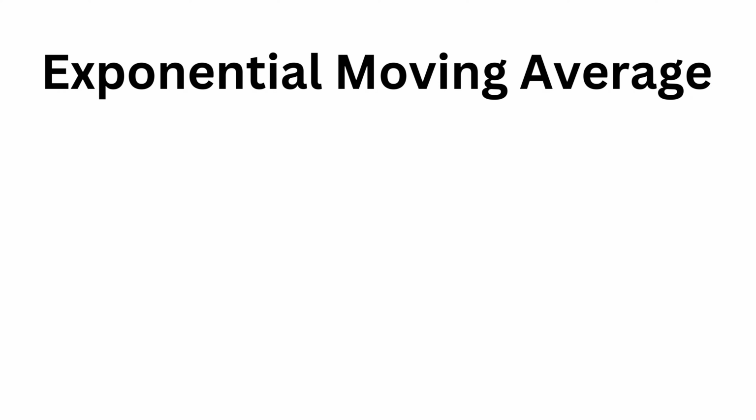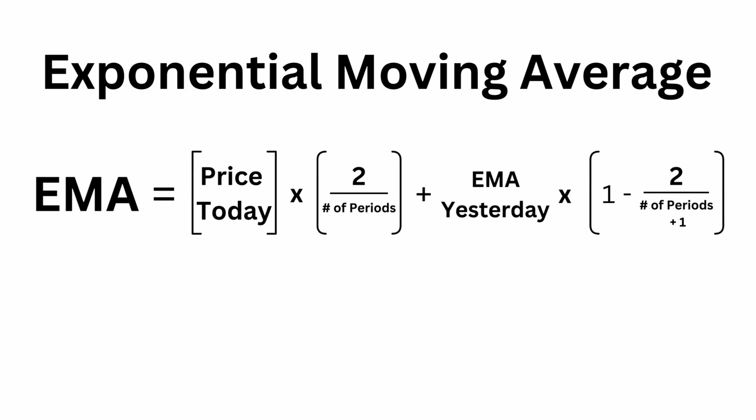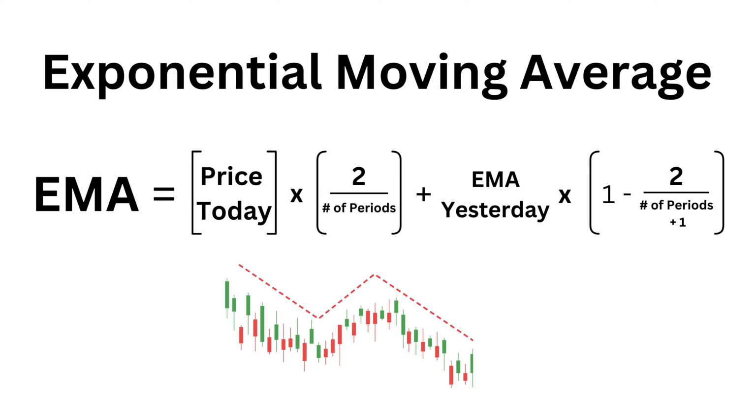Now, let's move on to the exponential moving average, or EMA. The EMA is similar to the SMA, but gives more weight to the most recent prices. This means that the EMA reacts more quickly to recent price changes than the SMA does.